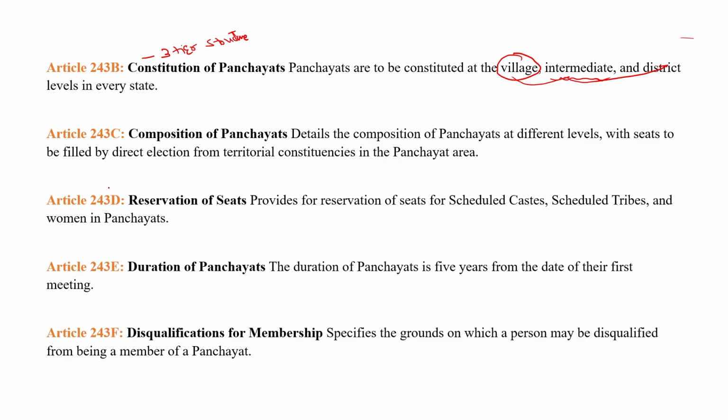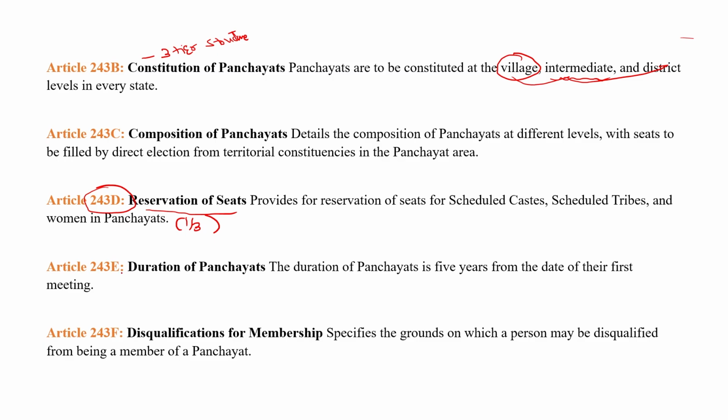What does Article 243D explain? Article 243D explains the reservation of seats in urban and rural panchayats. It explains the reservation of seats for Scheduled Castes and Scheduled Tribes, and also the reservation for women, which is one-third according to the Balwant Rai Mehta committee recommendation. So for women, the reservation in both rural and urban panchayats is one-third. Clear?